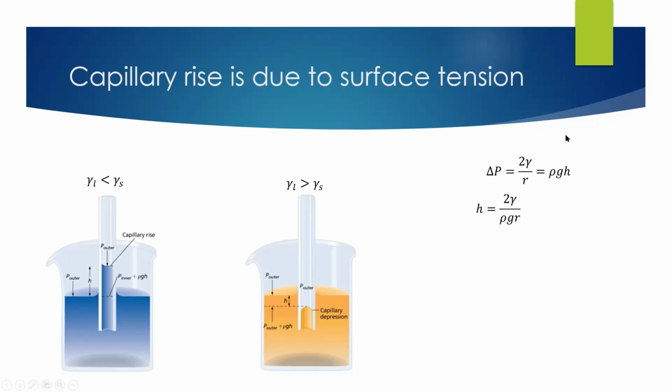So we can say that the change in pressure is equal to 2 gamma over r, which is equal to the density of the liquid times the gravity force constant times the height of the depression or the rise. And we can rearrange this to get the following equation here for how the height will change, where delta P here is the difference between the inner pressure due to the surface tension and the outer pressure.